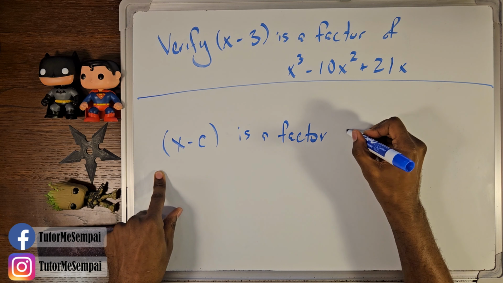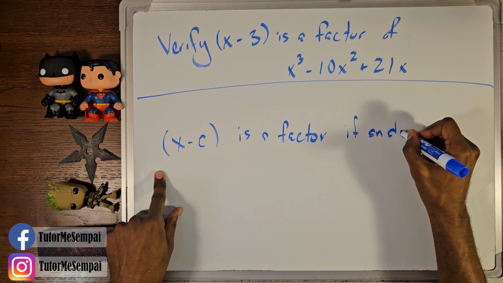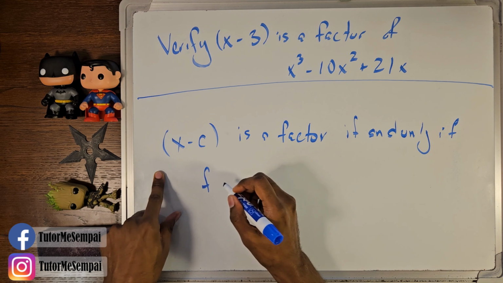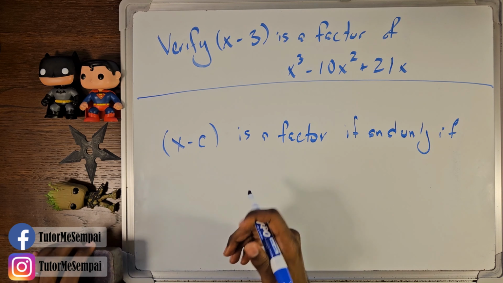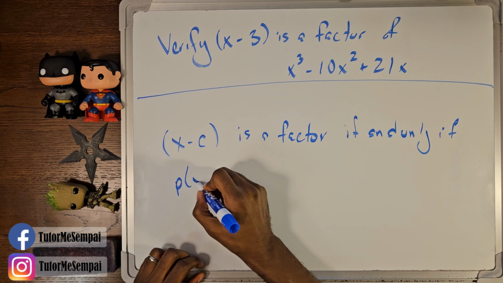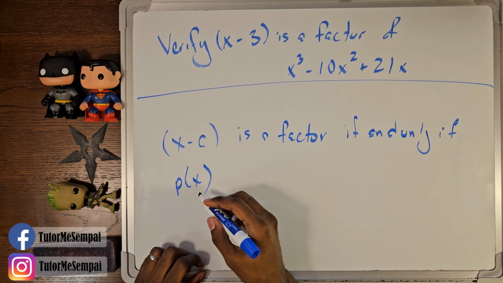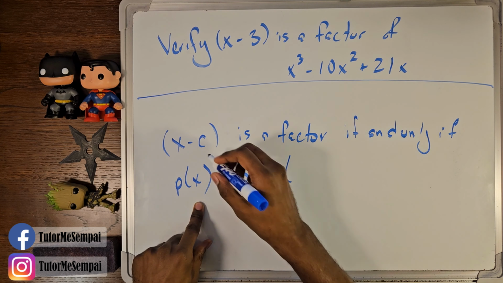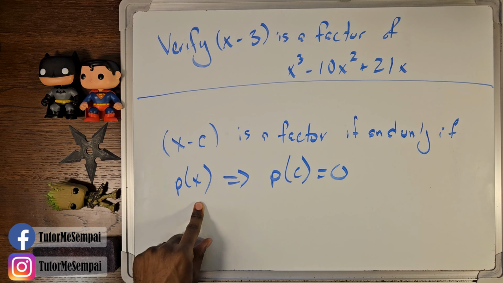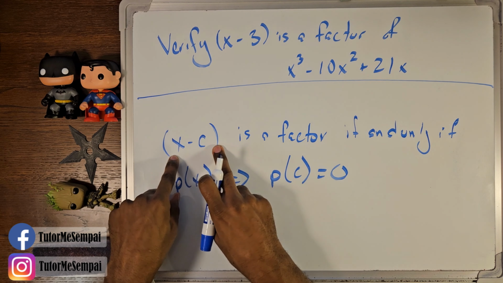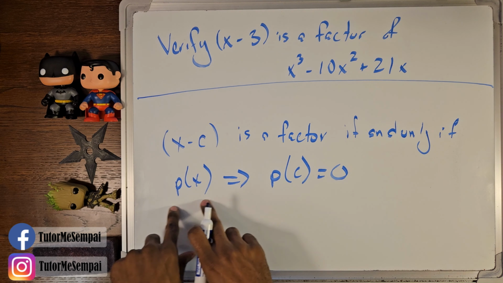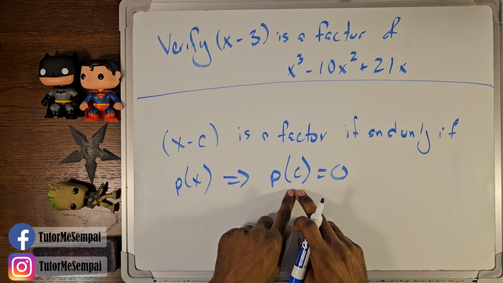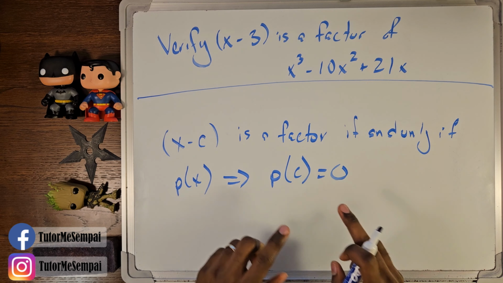if and only if, when you plug in, let's say you have a polynomial p of x, right? If and only if the polynomial p of x, when you plug in your c, you get 0. So x minus c is going to be a factor of this arbitrary polynomial if and only if, when you plug in c, your whole polynomial goes to 0.